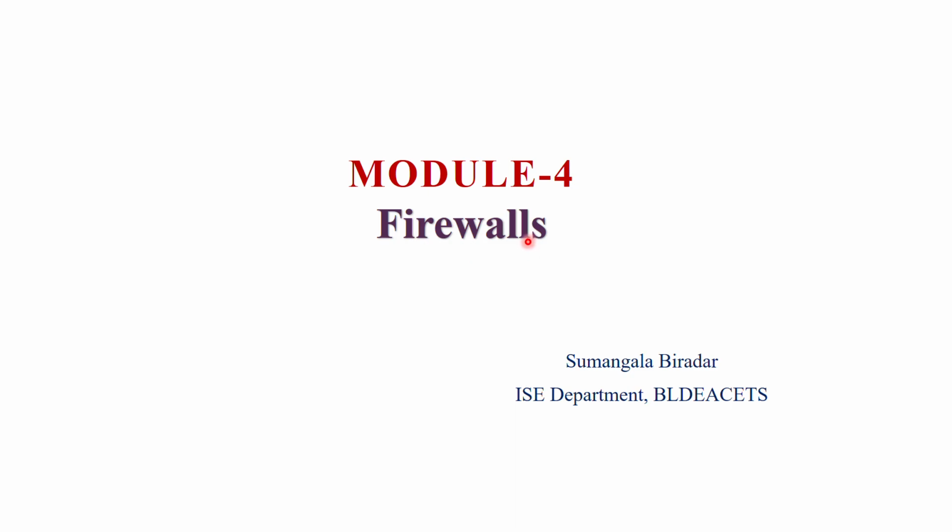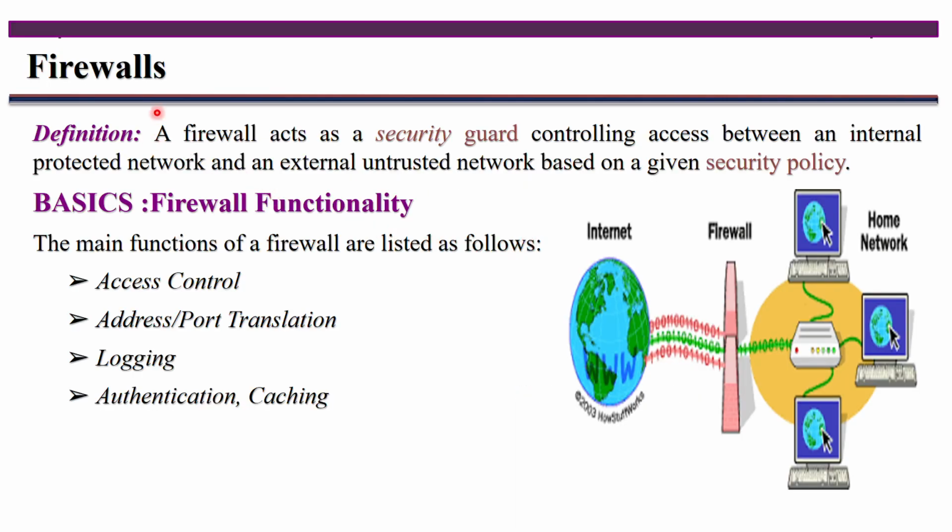Let's see what exactly a firewall is. A firewall follows some security policies, and based on those security policies, it acts like a security guard and controls access to an internal protected network from an external untrusted network. In this way, it provides security for the internal protected network.